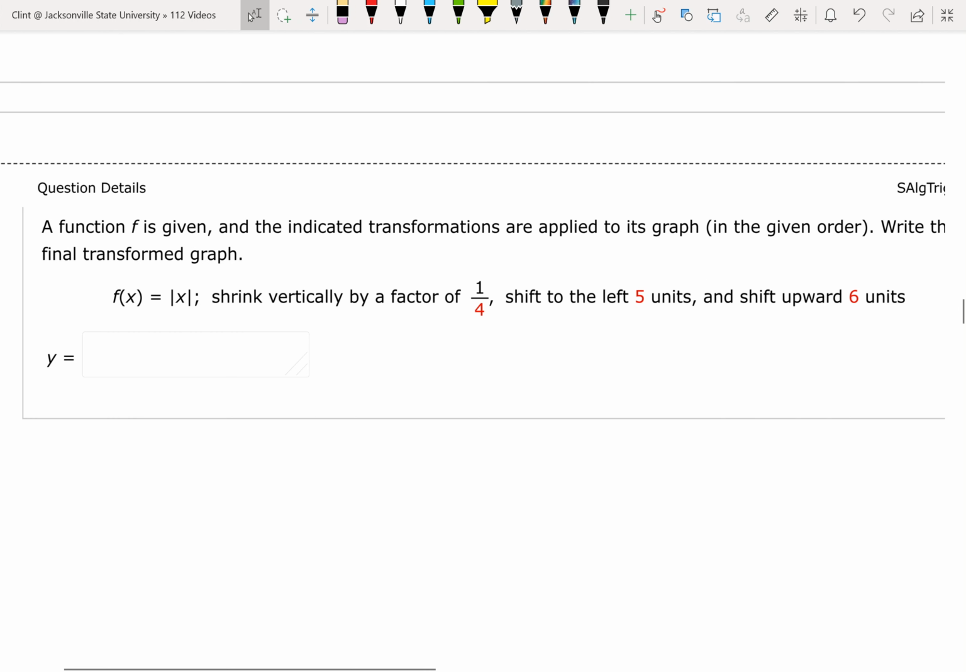Now we got to come up with what our function looks like after these transformations. Okay, so we're starting with absolute value of x. Let's see. It says we're going to go up 6 units, so I know I'm going to have something in the absolute value, and then a plus 6, because I got to go up 6 units.